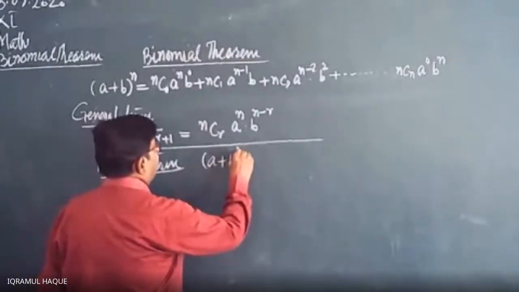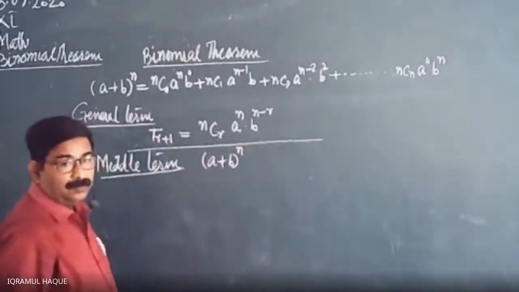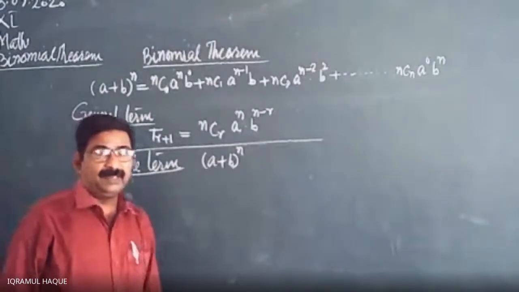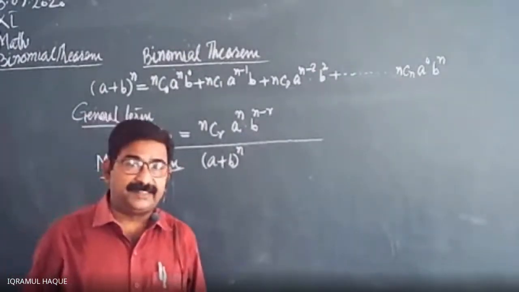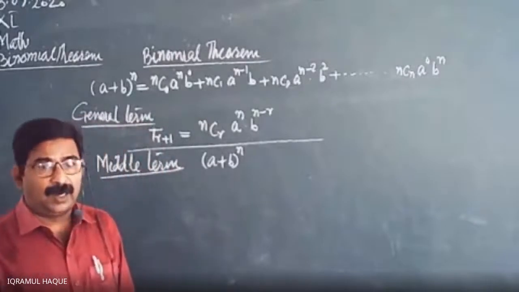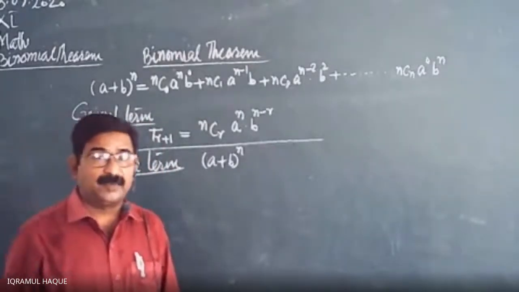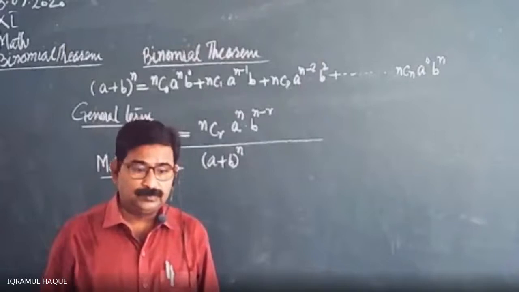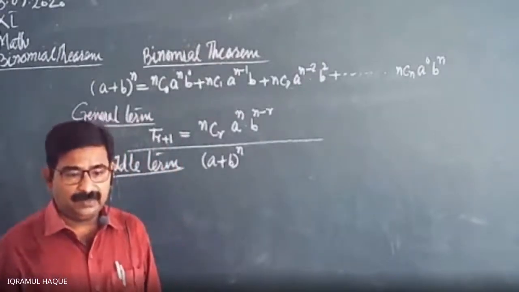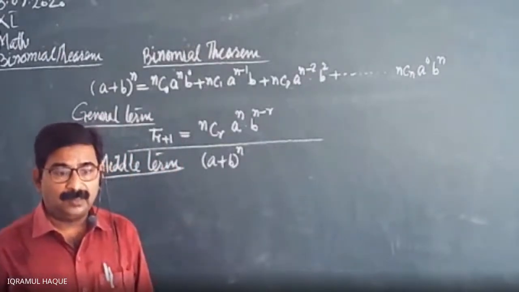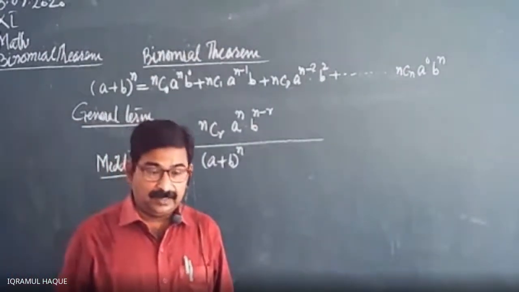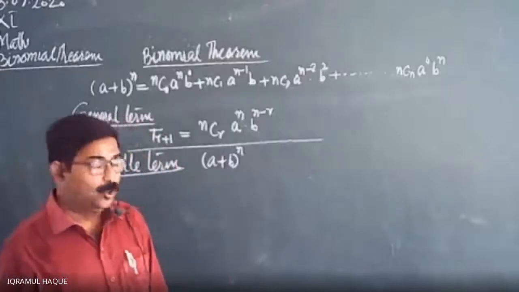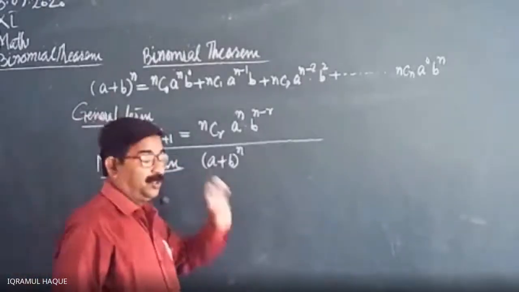Take (a plus b) to the power n. Tell me, how many terms will there be in its expansion? If the exponent is n, then the number of terms will be n plus 1. Good, so n plus 1 terms.